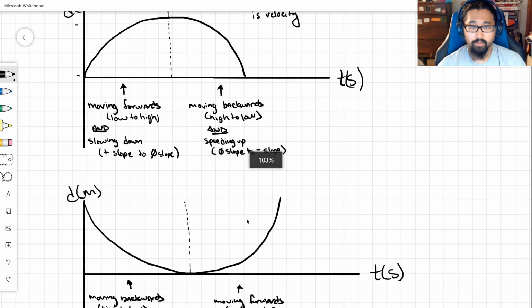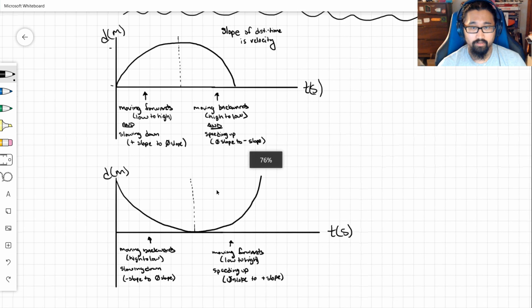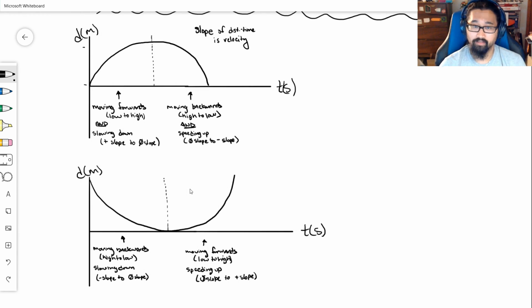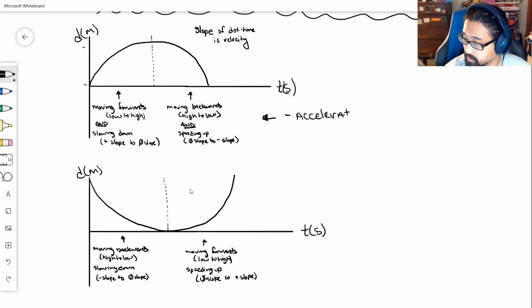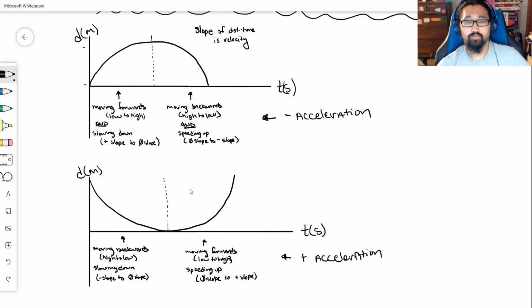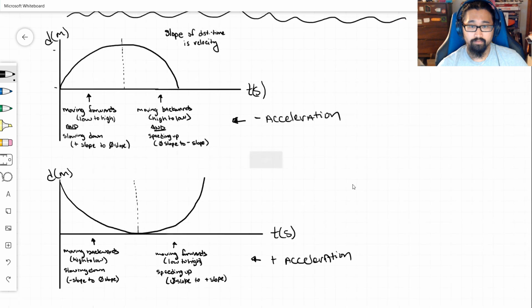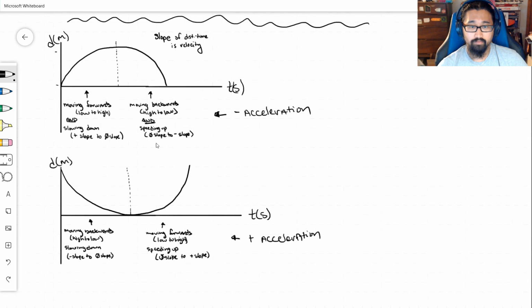Now, both of these graphs show us some kind of acceleration. I will tell you that both of these scenarios are a negative acceleration, and both of these scenarios are a positive acceleration. Right? So both of these are negative acceleration. When you're moving forwards and your acceleration is negative, right?